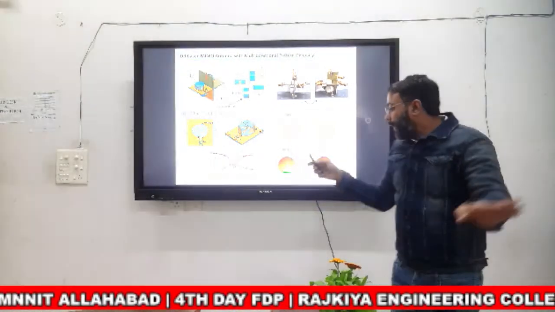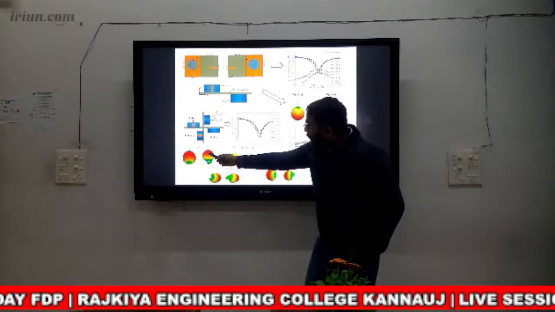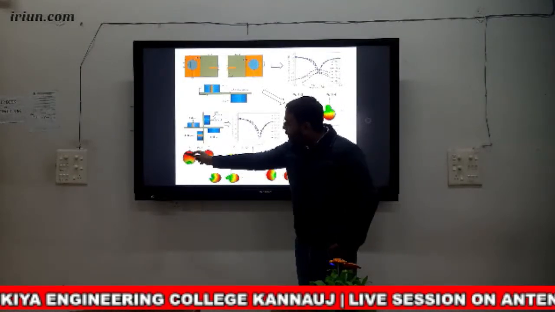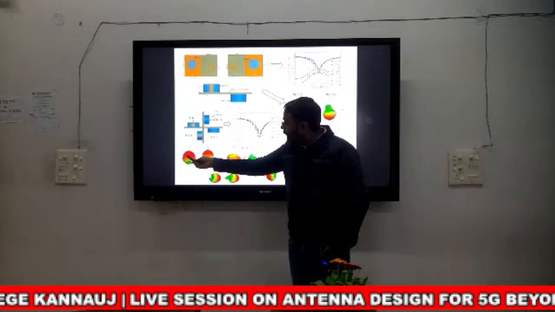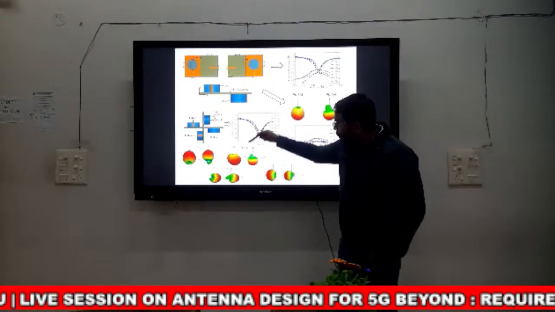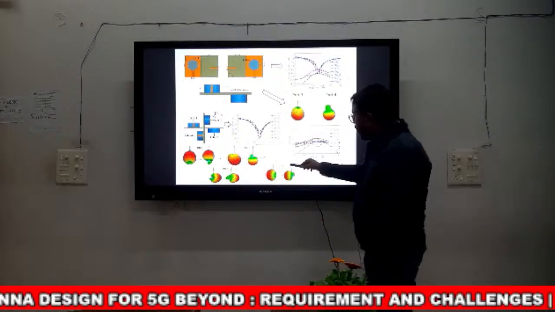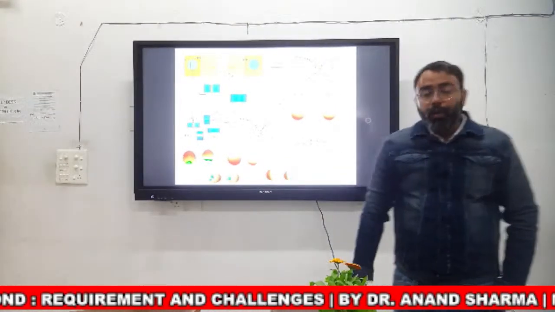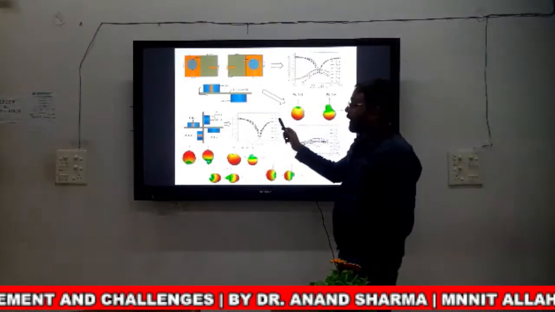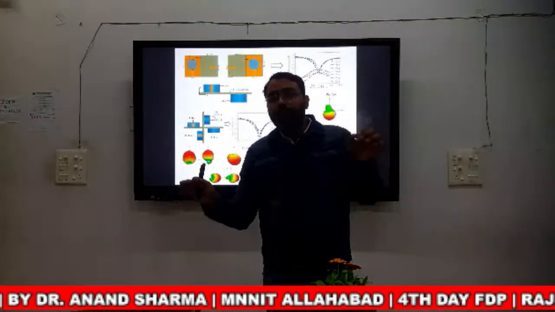For different ports, if you see the far field radiation pattern, for DR1 the red part shows the maximum radiation. So maximum radiation is along plus Z. DR2 is along minus Z, DR3 is along plus Y, DR4 is along minus Y. So each port is radiating in different directions. This is called isolation enhancement using far field.